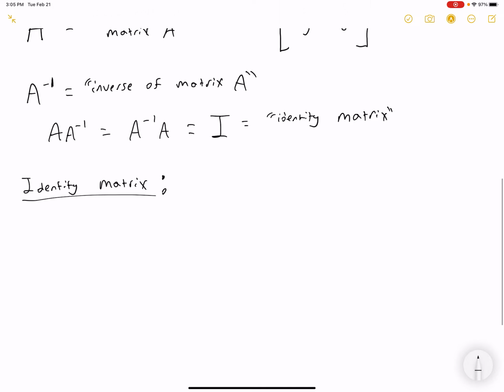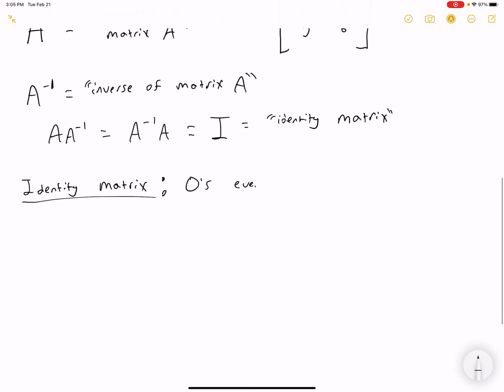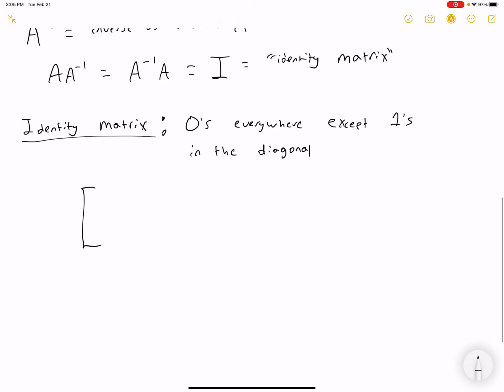So the identity matrix is where we have zeros everywhere except ones in the diagonal. So for example, this is a 3 by 3 identity matrix. And a matrix times the identity matrix is equal to itself. So that's why it's called the identity matrix. It's like multiplying by 1, but in many dimensions.